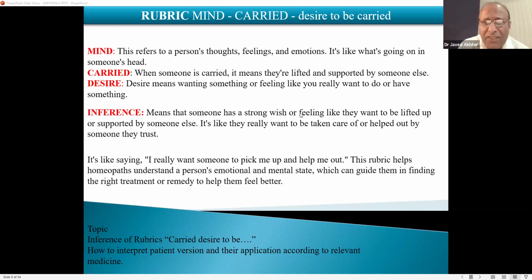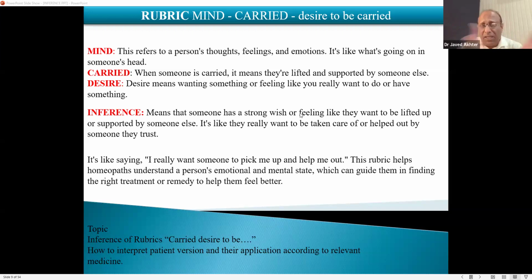So what is the meaning of this rubric, "Carry desire to be"? Mind refers to a person's thoughts, feelings, or emotions, like what's going on in someone's head. Carried means when someone is lifted and supported by someone. Desire means wanting something, a feeling like you really want to do or have something.